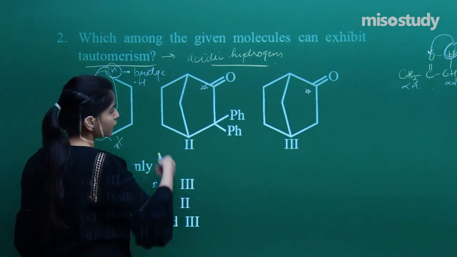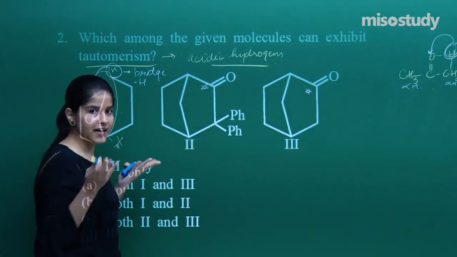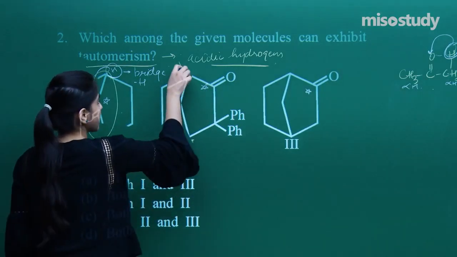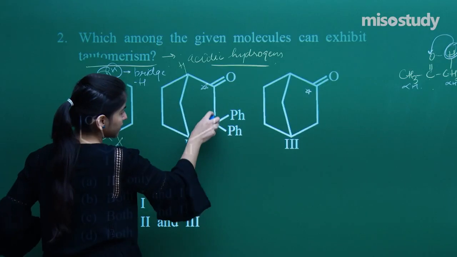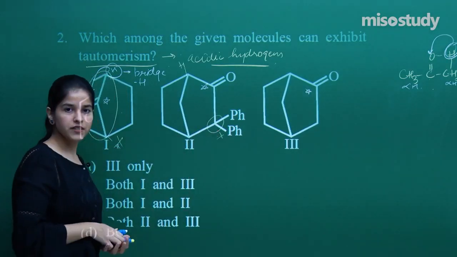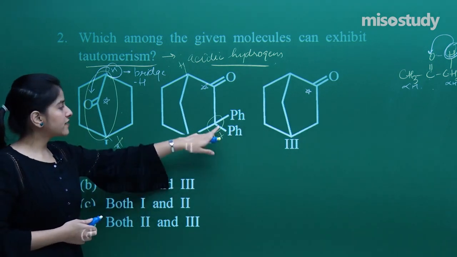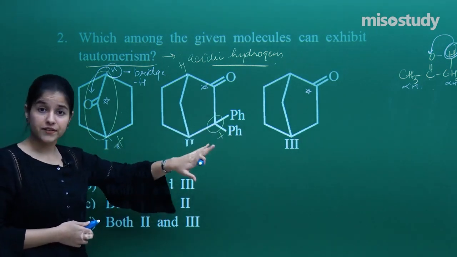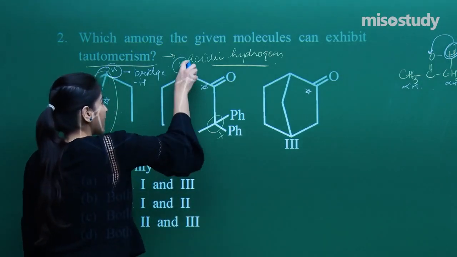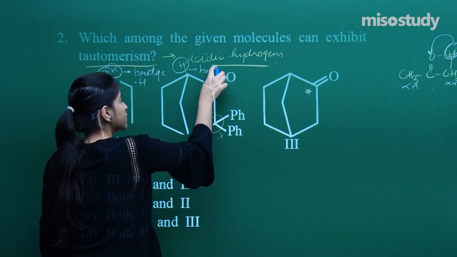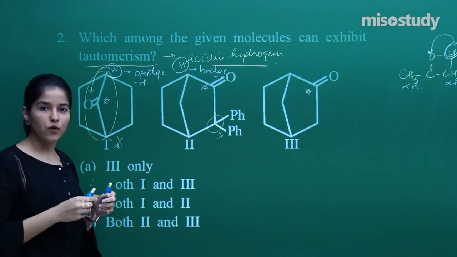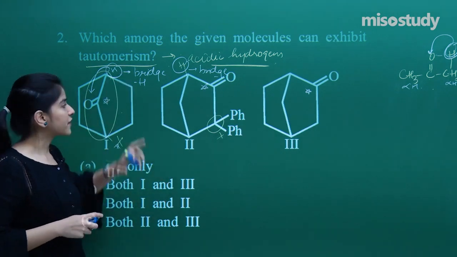In the second one, where do I have the hydrogens? I need to locate the alpha hydrogens again. This is the keto group. Here is the alpha hydrogen. And what else? Do we have any hydrogen over here? No, I don't have any hydrogen. All the valencies of the carbon are occupied already, right? So I am left with only one hydrogen, and that too on the bridge. Again the bridge will tend to break. Thereby this molecule will also not prefer to show tautomerism.